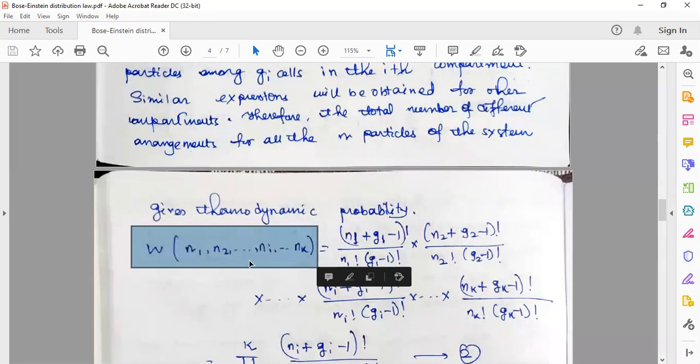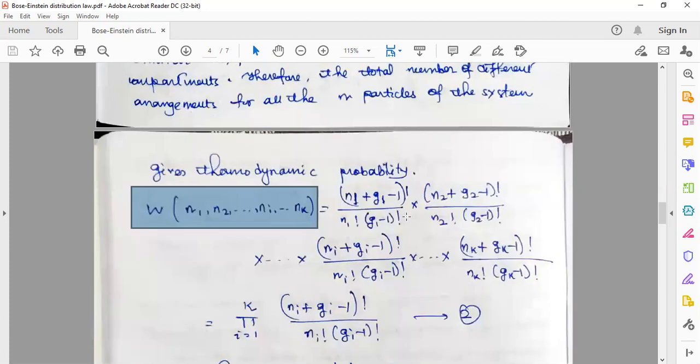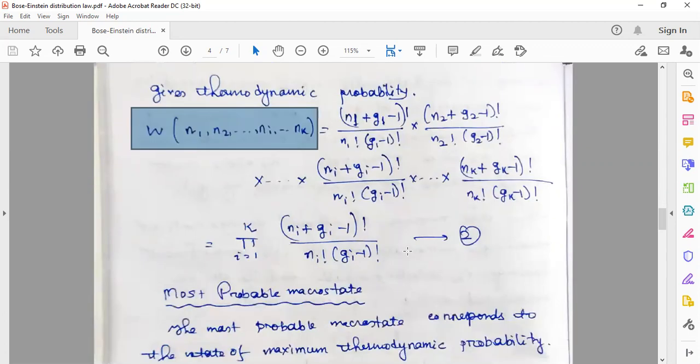And in order to calculate this thermodynamic probability, you have to multiply the probability for each cell. You have to multiply the distribution of each compartment: first compartment, second compartment, third compartment, up to the ith compartment, and then up to the kth compartment. Then how can you write them simply as a product? So i equal to 1 up to k, of (ni plus gi minus 1) factorial divided by ni factorial times (gi minus 1) factorial.